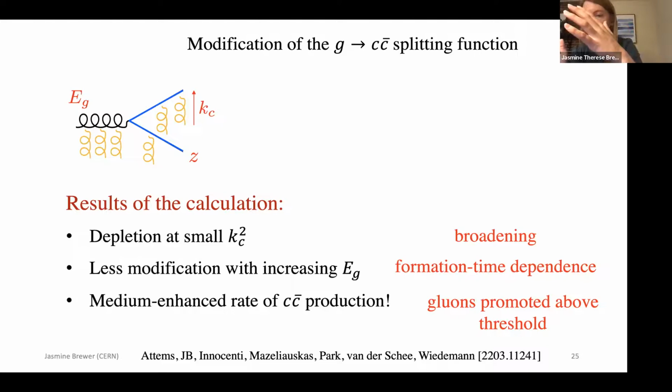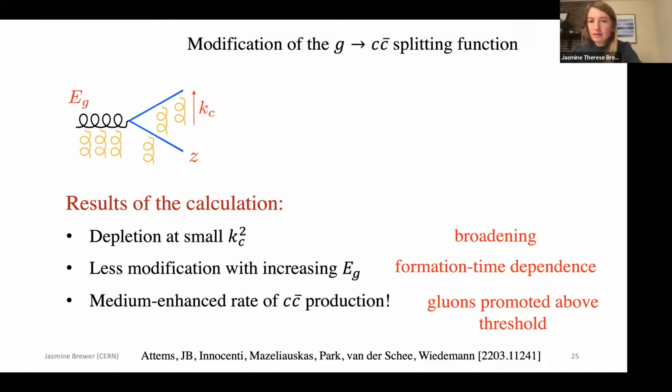So you can think of this as a depletion of these charm quark pairs which have very low relative transverse momentum, because they're broadened by the medium. Does that make sense?